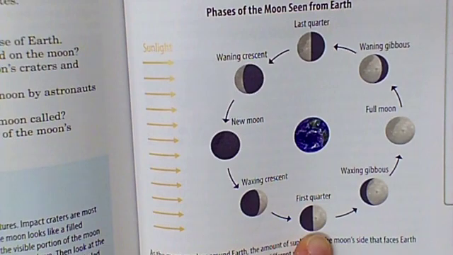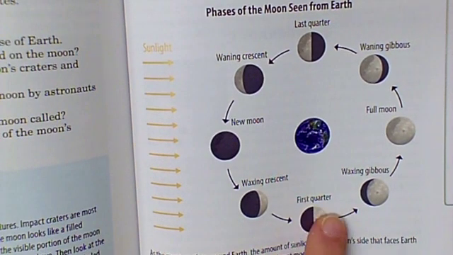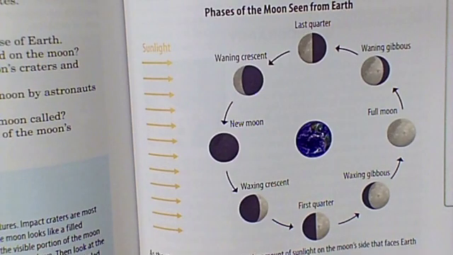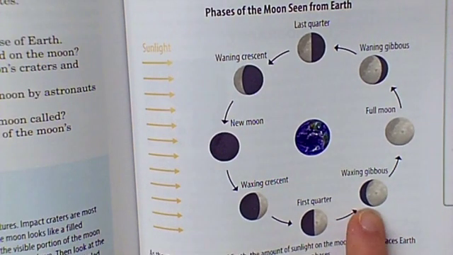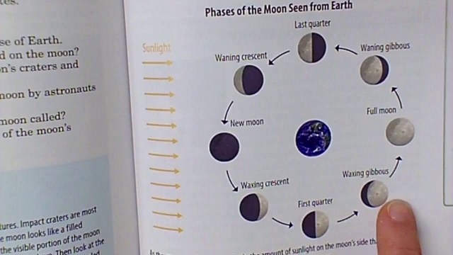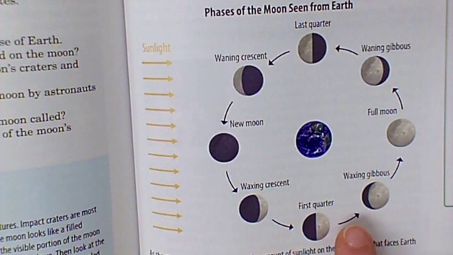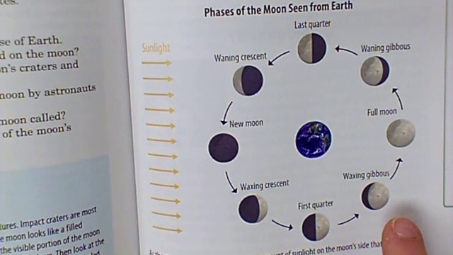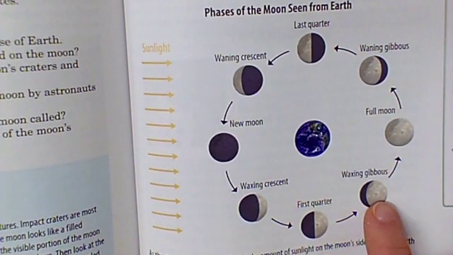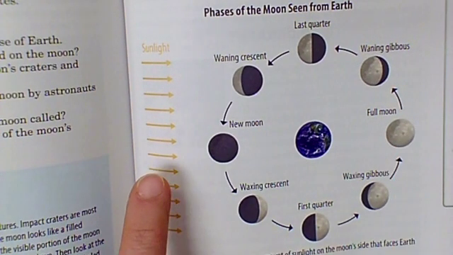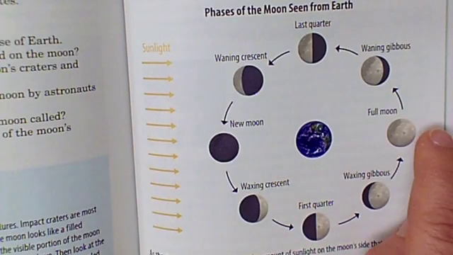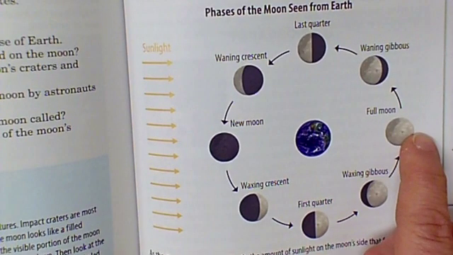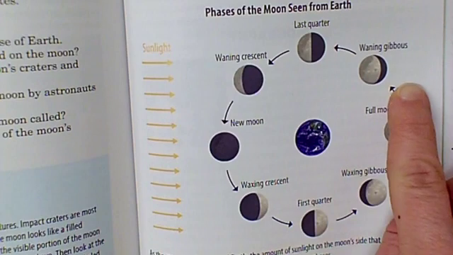But they call it a first quarter because we're seeing half of it, and it's also a quarter of the way through its cycle. And you can think we are only seeing a quarter of the moon illuminated because we're not seeing the other side of the moon too. As it continues, it's called a waxing gibbous. So a gibbous moon is halfway between a quarter moon and a full moon. That's called gibbous. So full moon is when the moon is opposite the sun, so the whole thing is being illuminated.